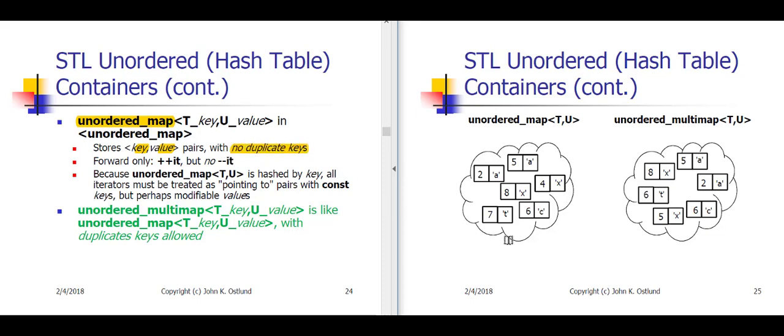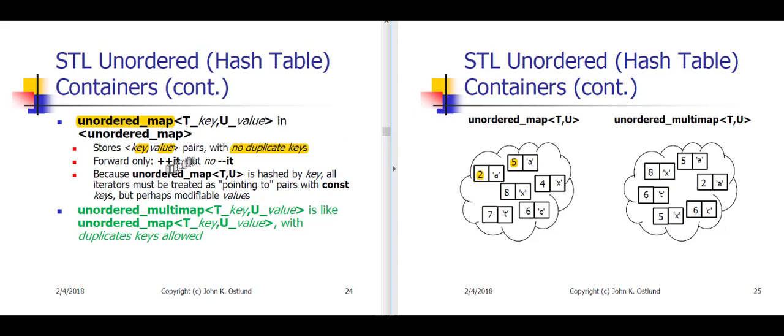Okay, so if we take a look at how an unordered map is implemented, we can think of this as being like a bag or a cloud of keys associated with values. Each key is only allowed to exist one time, but values may occur multiple times. So here we have the key 2 associated with the value little a, and likewise we have the key 5 associated with the value little a.